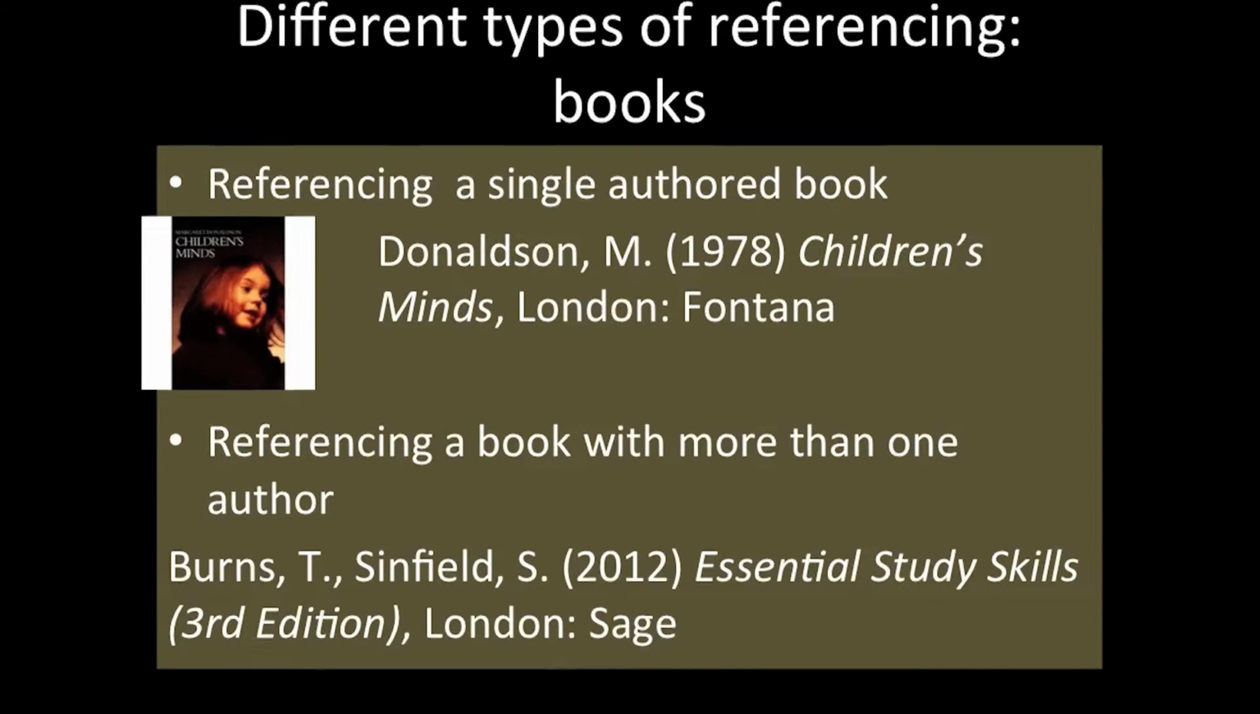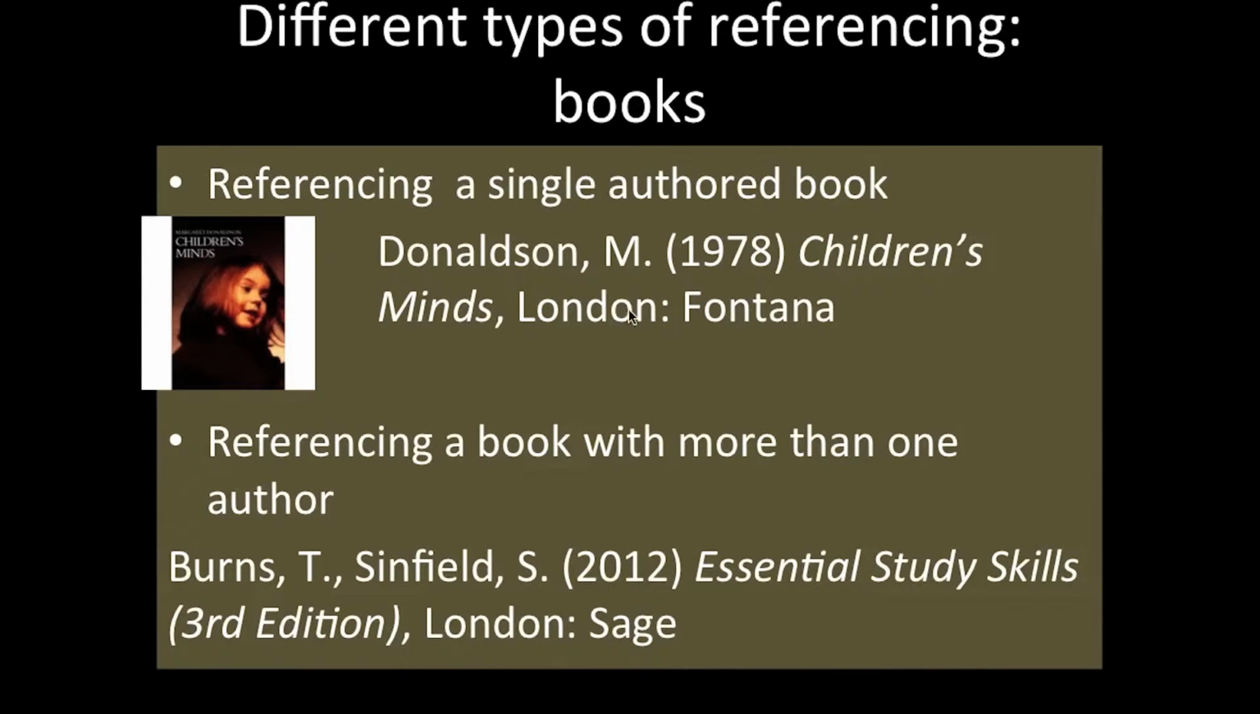So this book, Donaldson's Children's Minds, you can see the convention is to have the last name of the author, then the initial, the date of publication, the title in full. This is a little title, of course, a short title, but sometimes they're quite long. Then you've got the place of publication, followed by a colon, and then the publisher.